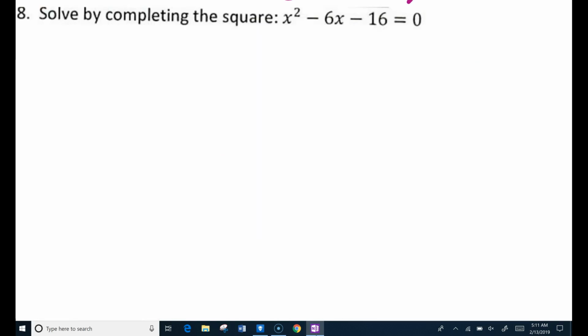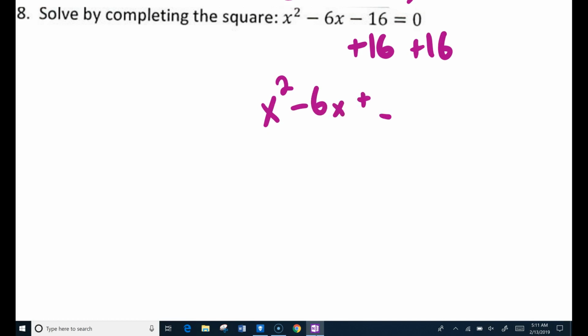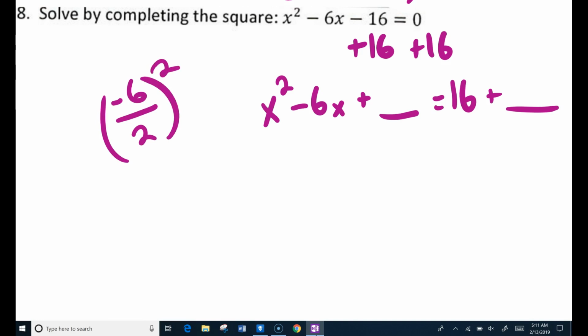Number 8, solve by completing the square. Okay, so the first step in completing the square is moving that c term over. So I rewrite my equation now by leaving a space on both sides where I'm going to find something that completes the left side to make it a perfect square trinomial. And I do that by taking my b term, negative 6, dividing it by 2, and squaring it. So negative 6 divided by 2 is negative 3. Negative 3 squared is positive 9. So I'm going to add 9 here and add 9 here.